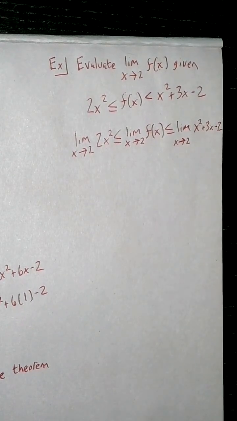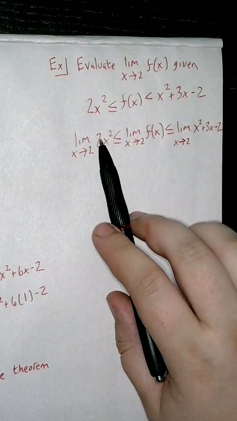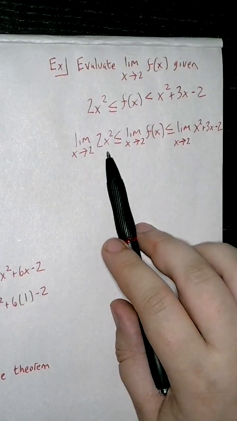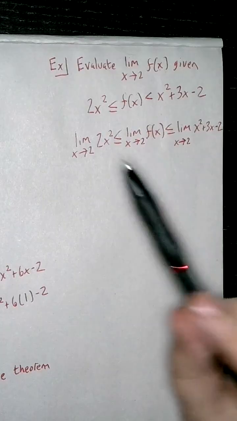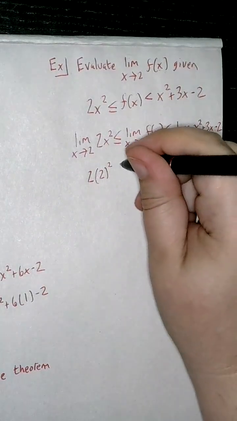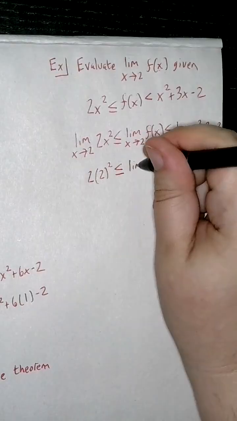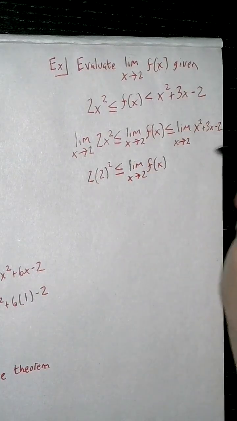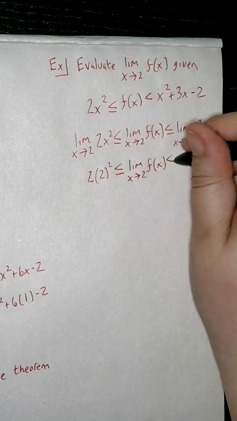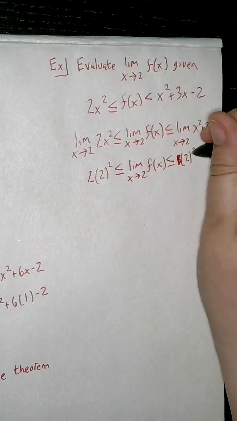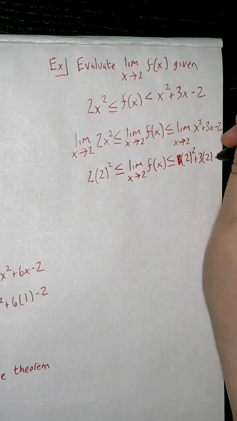Oh, barely enough room. So from here, I'm going to plug in 2 everywhere I see an x. So I have 2 times 2 squared is less than or equal to the limit as x approaches 2 of f of x, which is less than or equal to 2 squared plus 3 times 2 minus 2.